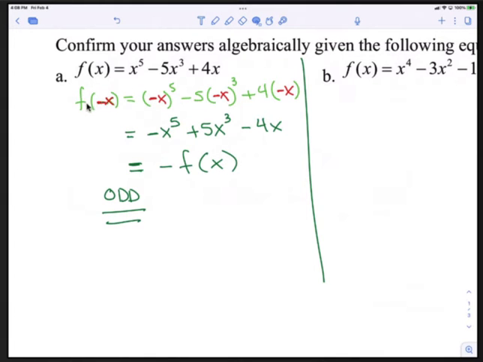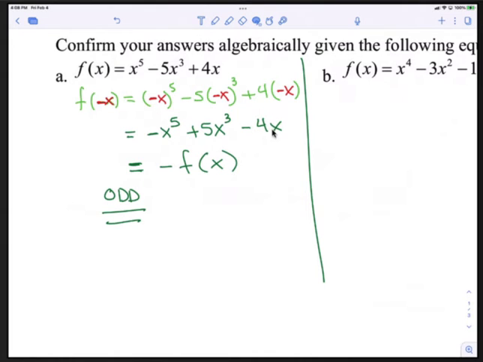So when you do that, we have f of negative x equals negative x to the 5th minus 5 times negative x to the 3rd plus 4 times negative x. Simplifying that, we get the negative of x to the 5th plus 5x to the 3rd. That is because negative x to the 3rd is negative, multiplied by this negative 5 makes that a positive 5x to the 3rd. And then we have 4 times negative x is negative 4x.